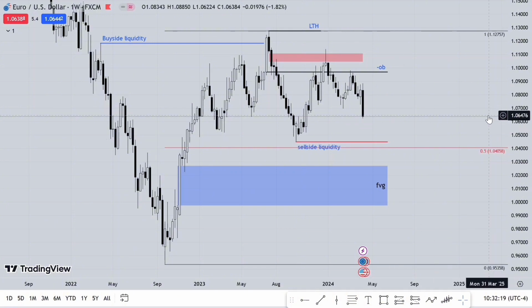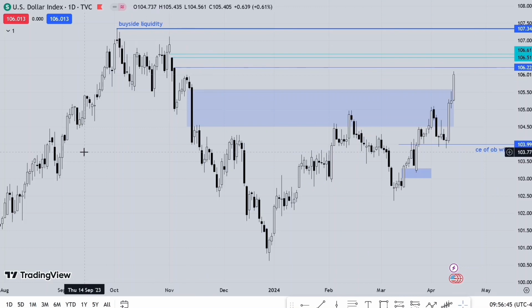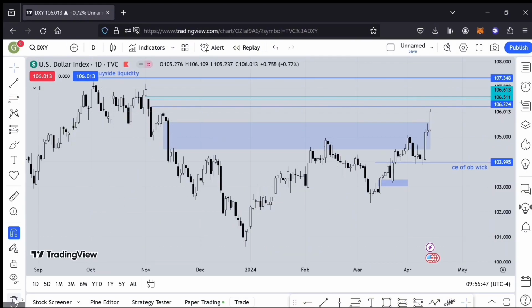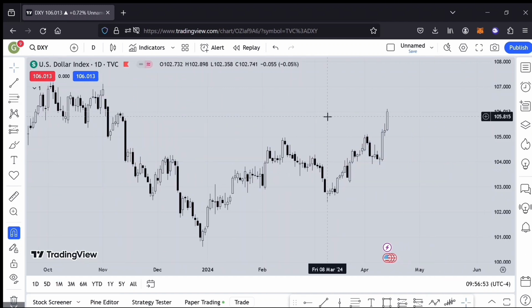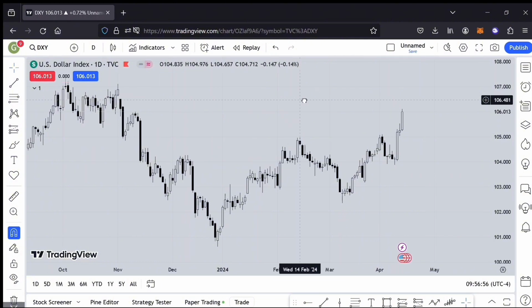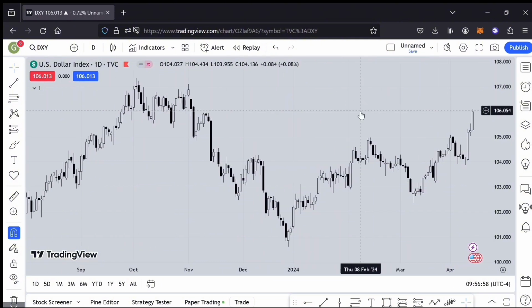So let's continue with the dollar. Let's get right to it. Starting with the dollar. So this topic of conversation will be on market structure. So what is market structure? Actual market structure, not as the rest of the trading community regards market structure as higher lows and higher highs, but actual market structure from an algorithmic perspective.